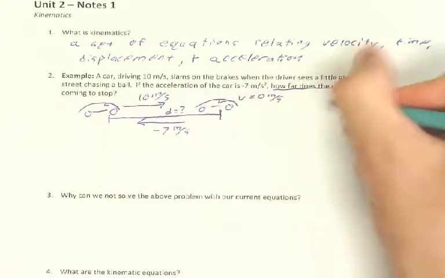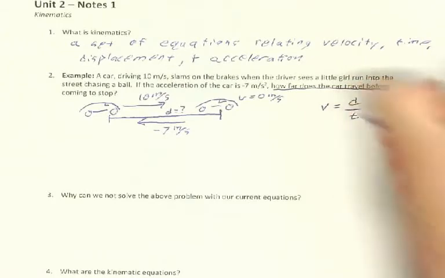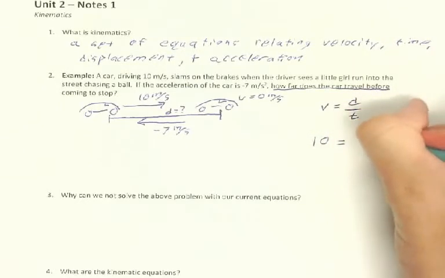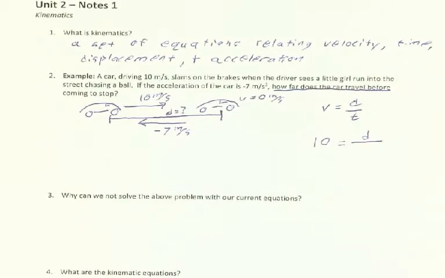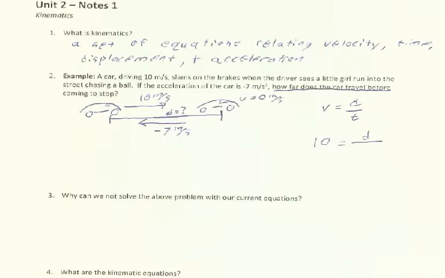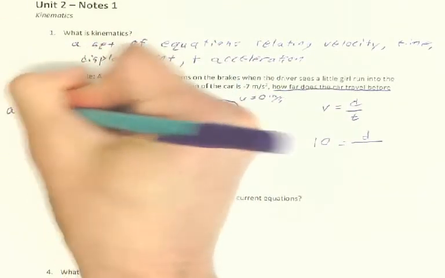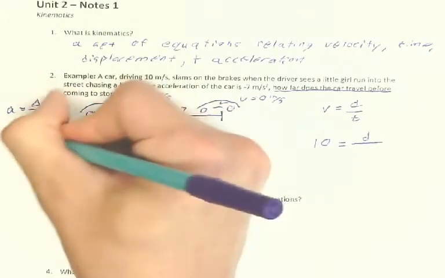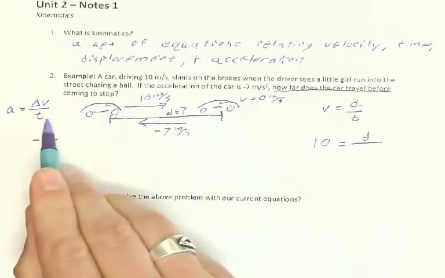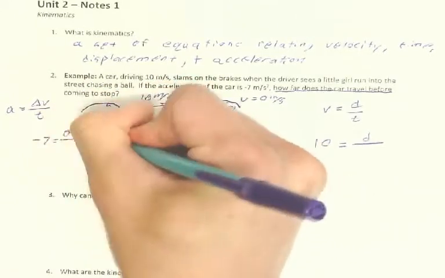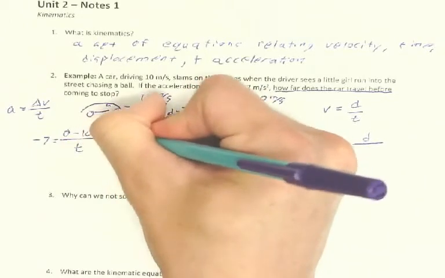So we have V equals D over T. The velocity is 10, and we're solving for displacement. But we need to know the time, and it doesn't give me the time. It doesn't say solve for time. It doesn't say anything about time. But we're creative here. We do know there's another equation, A equals delta V over T, and we can solve for T using that equation. So A is -7. Delta V is final minus initial, so it ends up at 0, and it started at 10. So 0 minus 10 divided by T. Always multiply the bottom to both sides.